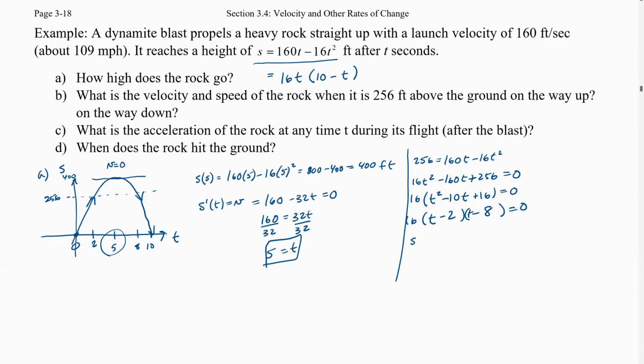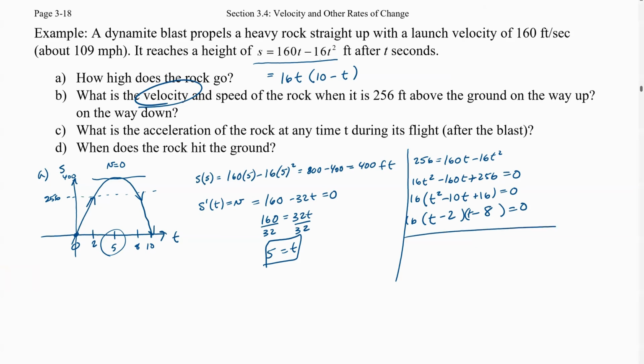And if I said, hey, what is the position at time 2? 160 times 2 minus 16 times 2 squared. 320 minus 16 times 4. I think it's 64. Oh, what am I going to say? I don't need to know this. I know it's going to be at a height of 256. That was all a big waste of time. Let's stop that. What is the velocity when we're at that time?